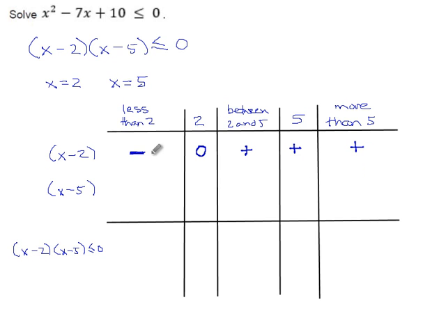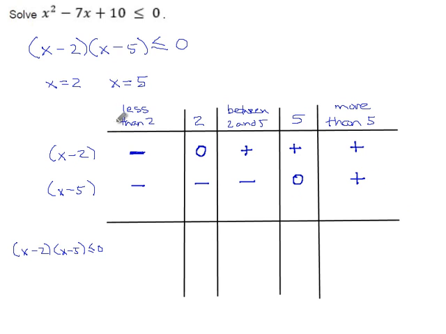You can pick any number you want for each of these intervals, so just take anything that makes life easy for you. Now we do that again with the x minus 5s. If x is less than 2, let's say it's 0, we get a negative value. If x is exactly 2, we get negative again. If x is between 2 and 5, it could be 3 or 4, we get negative again. If x is exactly 5, you'll get 0. And if x is bigger than 5, we get a number bigger than 5, take away 5, that'll come out positive as well.